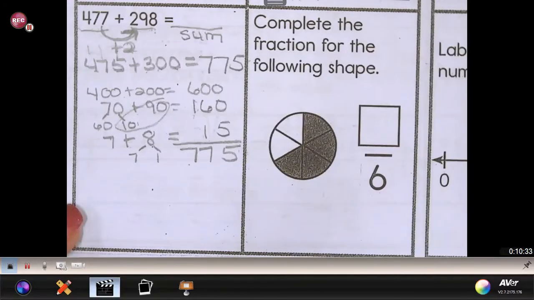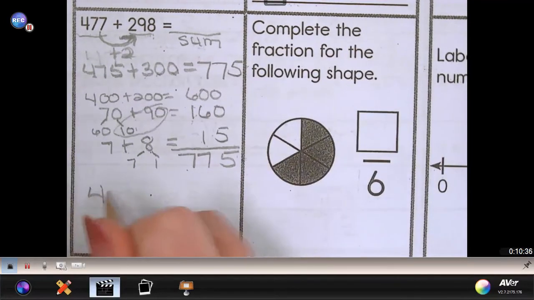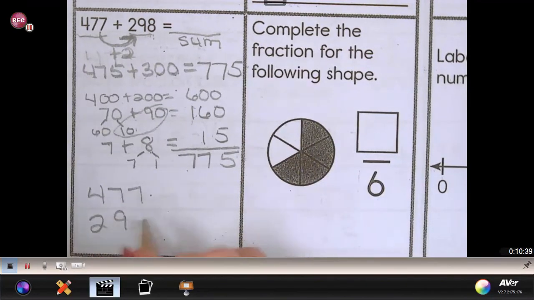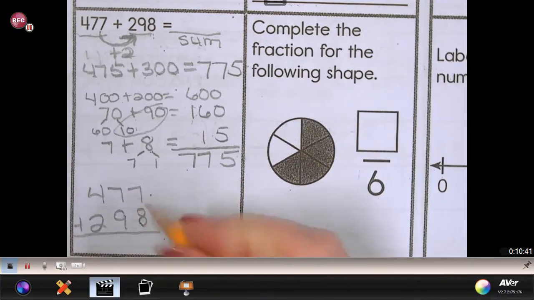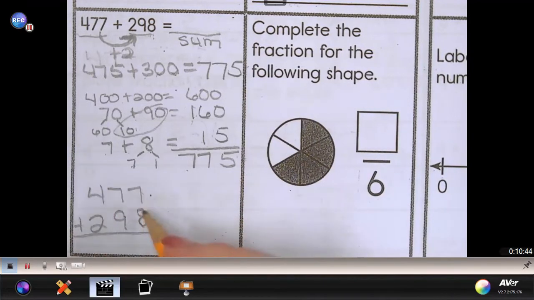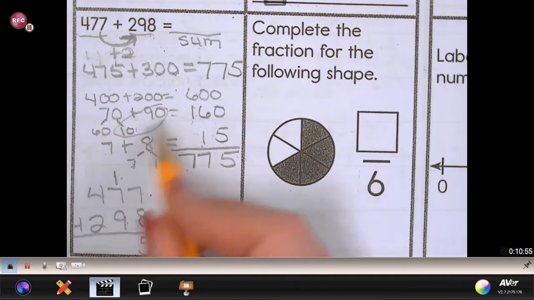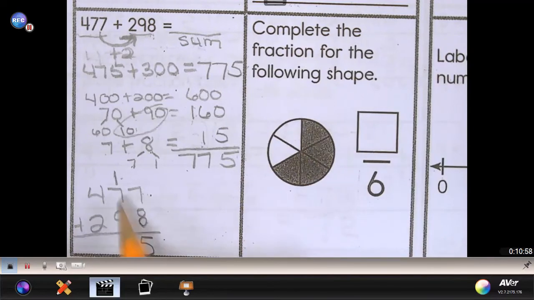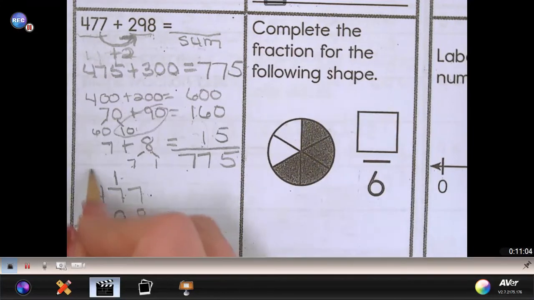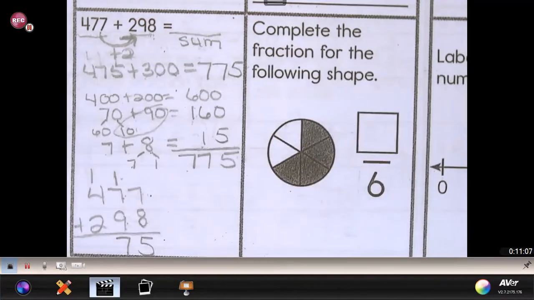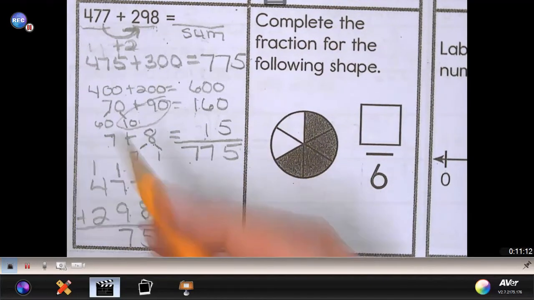Now I'm going to show one more way, and that's using our algorithm and lining it up. 7 plus 8, well, 7 plus 7 we said was 14, so 7 plus 8 will be 15. This 10 gets carried to the tens place. 90 and 10, which is what I did here, right? 90 and 10 makes 100 plus 70. That 100 gets carried here, and that 70 stays in the tens place because it's tens. 70 is 7 tens.